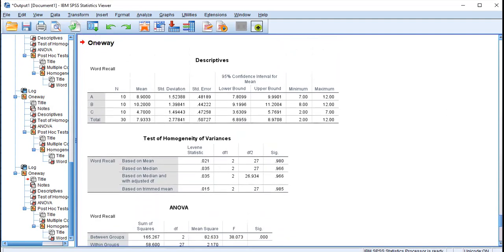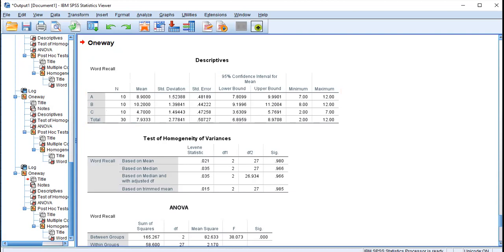Now, if you look here, we have A, B, and C, the three strategies for word recall. The number of participants who went for strategy A is 10, B is 10, and C is 10. And then we have the mean. The mean is 8.9 for the people who went for strategy A, so they could remember 8.9 words out of 15. For strategy B, they could recall 10.2 words. For strategy C, they could recall 4.7 words. And then we have the standard deviations of 1.52, 1.39, and 1.49 respectively.